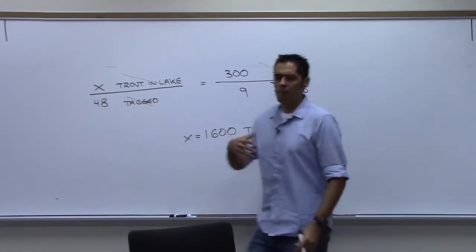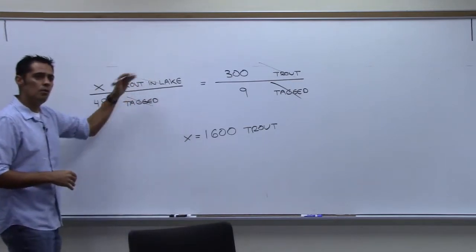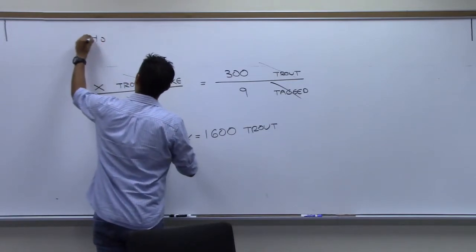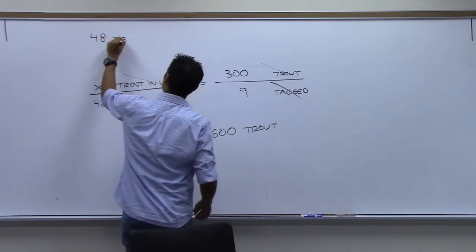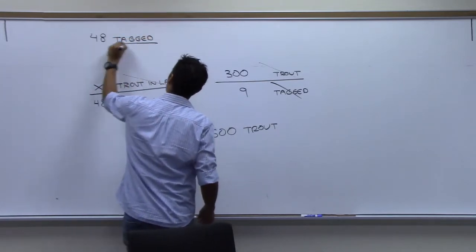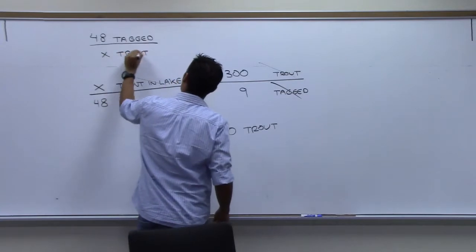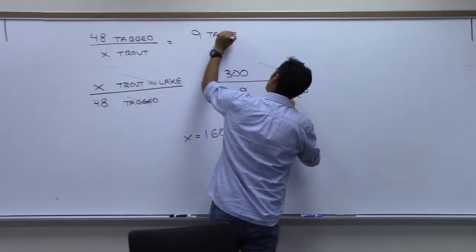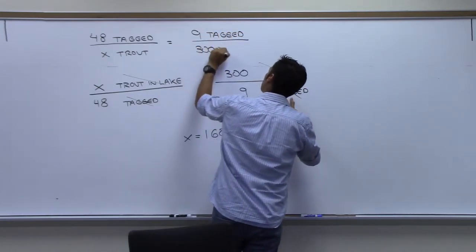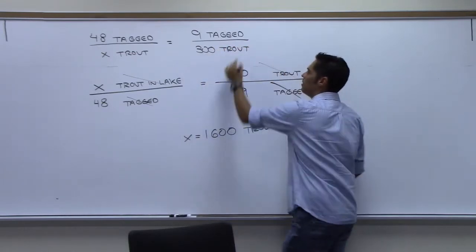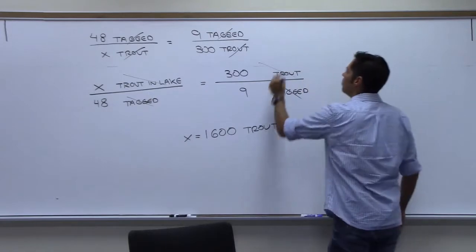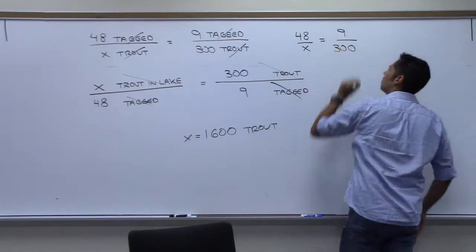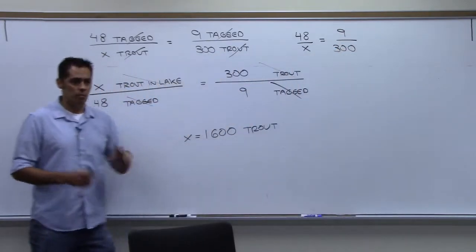All right? Every problem I've done, I've always told you to put what you are looking for on top. If you would have written down instead 48 tagged over X trout, that would equal, then you would have to flip this one over, 9 tagged over 300 trout. And then you would cancel the units out. And what you'd be left with is 48 over X equals 9 over 300. You still with me?